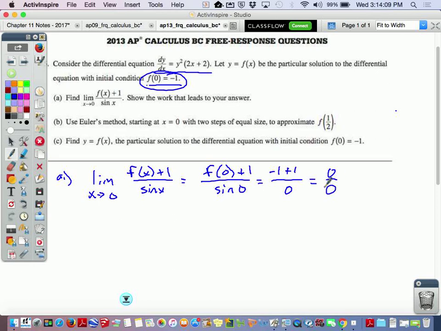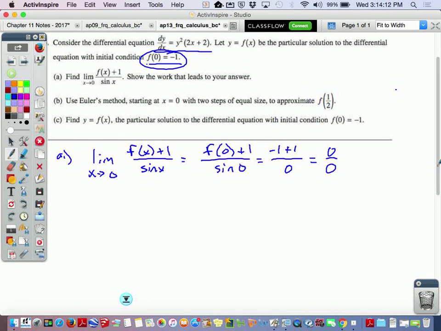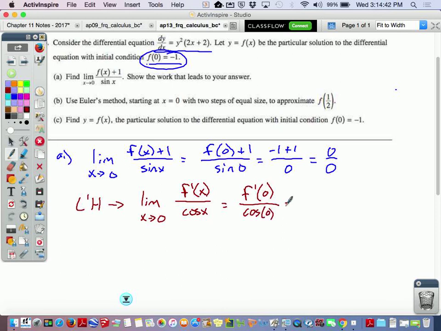This is that indeterminate form which requires us to either manipulate it or do L'Hopital's rule. That's going to be the easiest way to move forward here. Once we do L'Hopital's rule, we'll again take the limit, but we're going to do the derivative of the numerator and the denominator. The numerator derivative will just be f prime of x, and the denominator will be cosine of x. When we plug in 0 here, we've got f prime of 0 over cosine of 0. Now cosine of 0 is super easy to evaluate, that's just going to be 1.